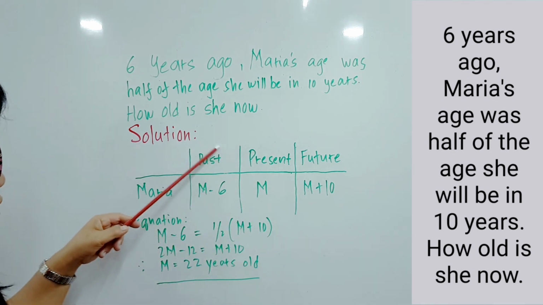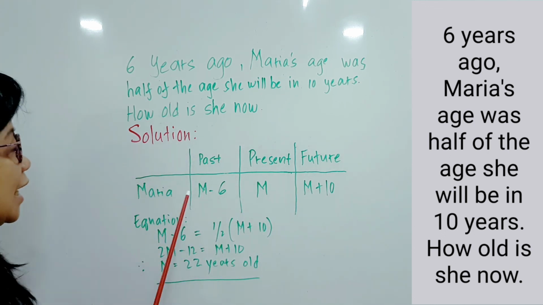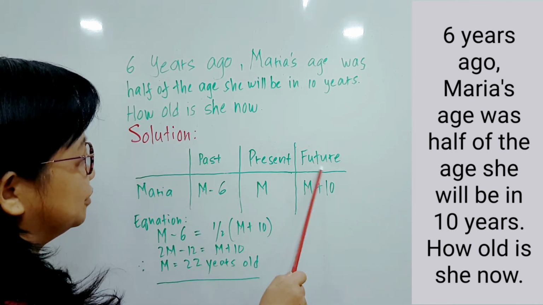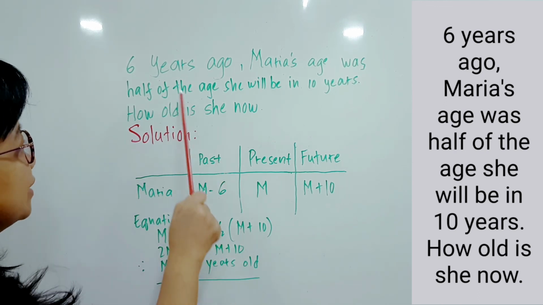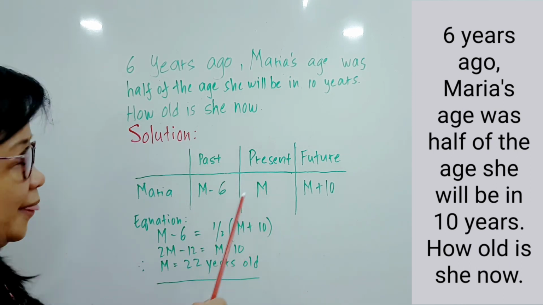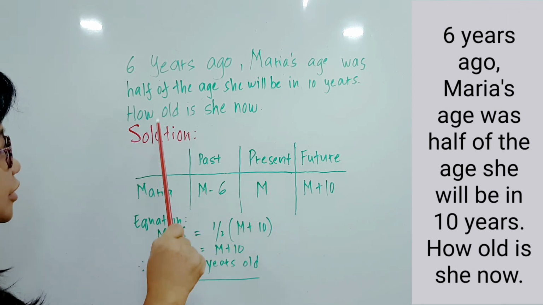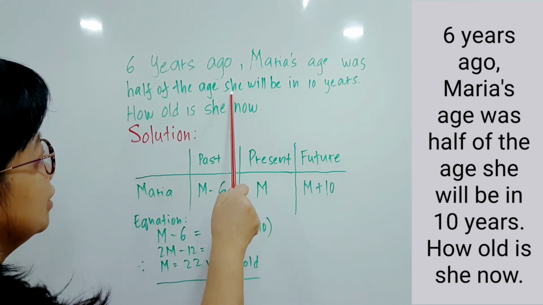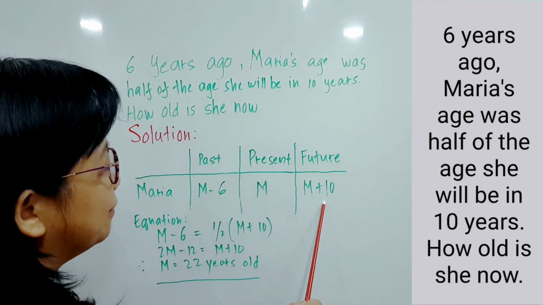So, sa solusyon natin, gagawa muna tayo ng table para mas madali maintindihan. Itabulit natin yung past, present, at future age ni Maria. Ang present age niya, i-represent natin as M. So, 6 years ago, that means M minus 6. Future, because nandito sa statement na she will be in 10 years, so M plus 10.